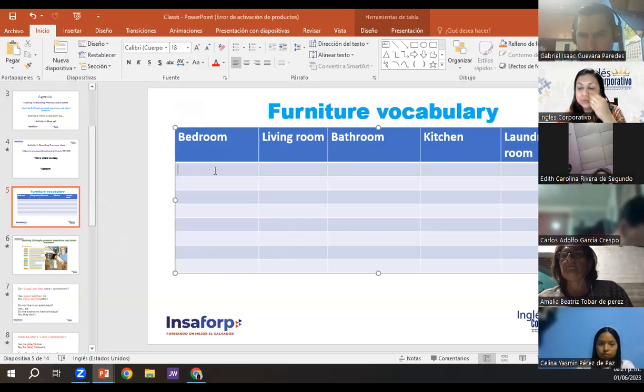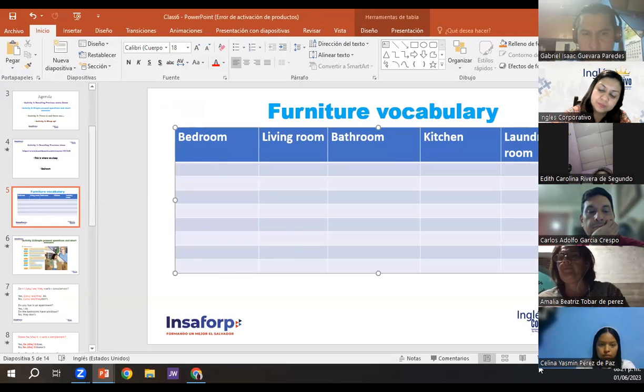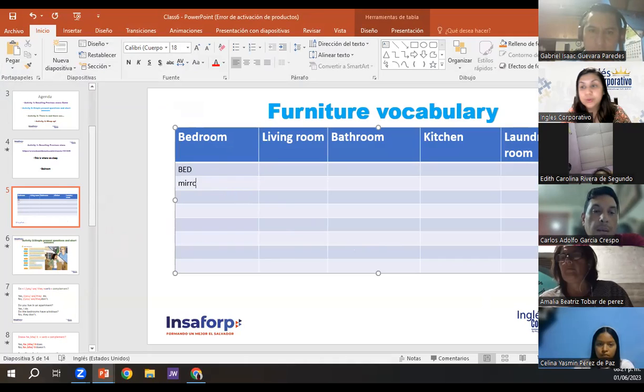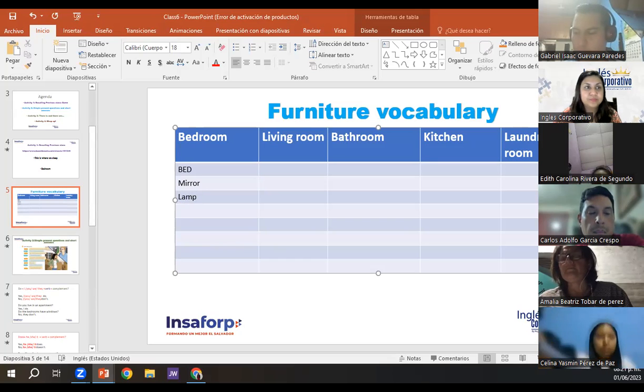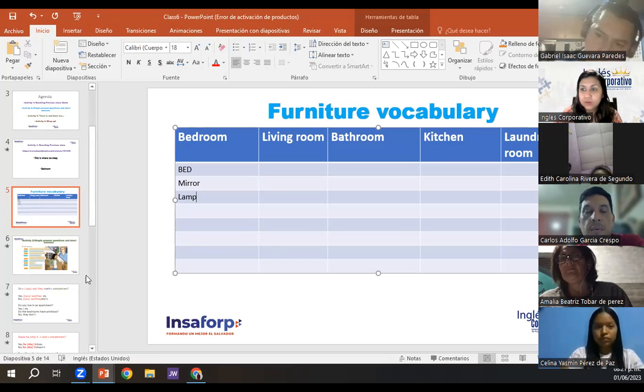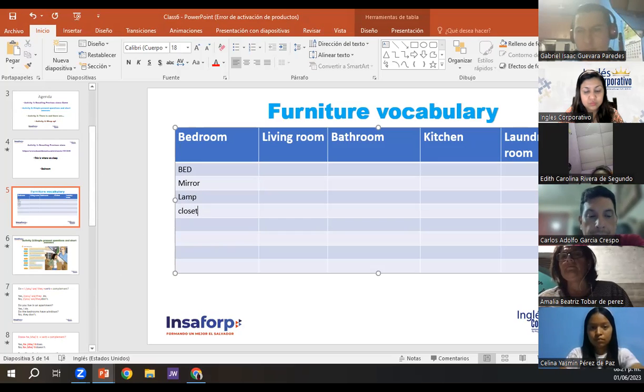So in the bedroom, what are the things that we have in the bedroom? Objects in the bedroom? Bed. Okay, the bed. Mirror. Lamp. What else? Closet. Teacher, how do you say mesa de noche? Night table. Night table.